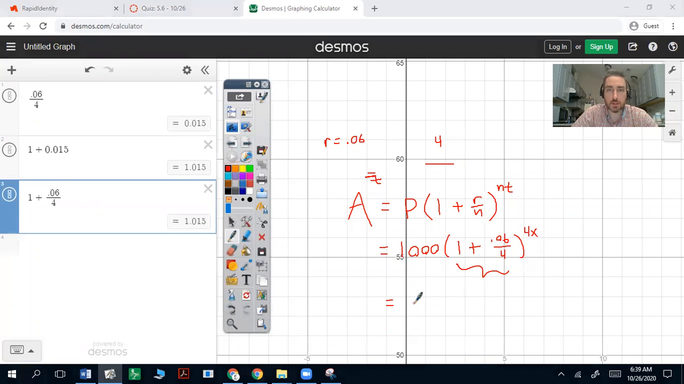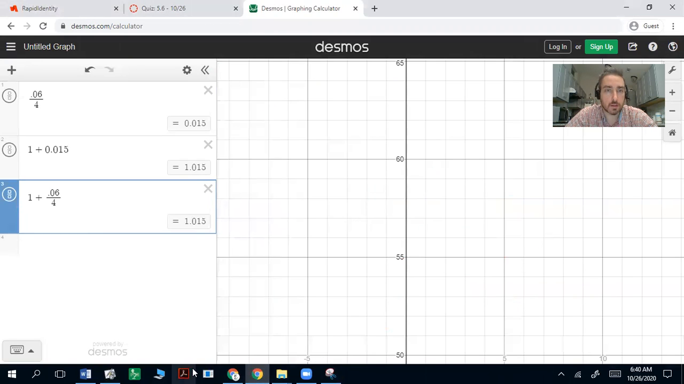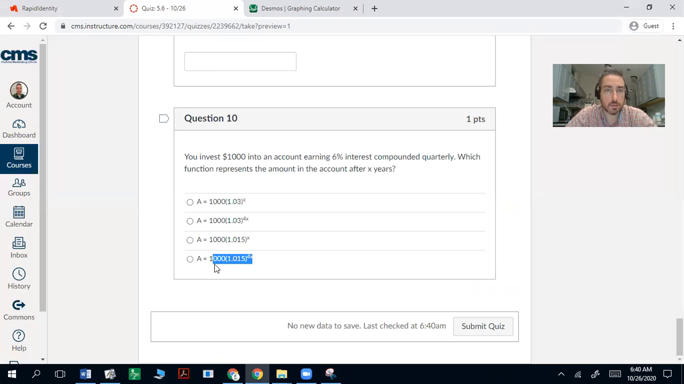So it's 1,000 times 1.015 to the 4x. That'll be your function. And of course, that comes out to be this bottom one here.